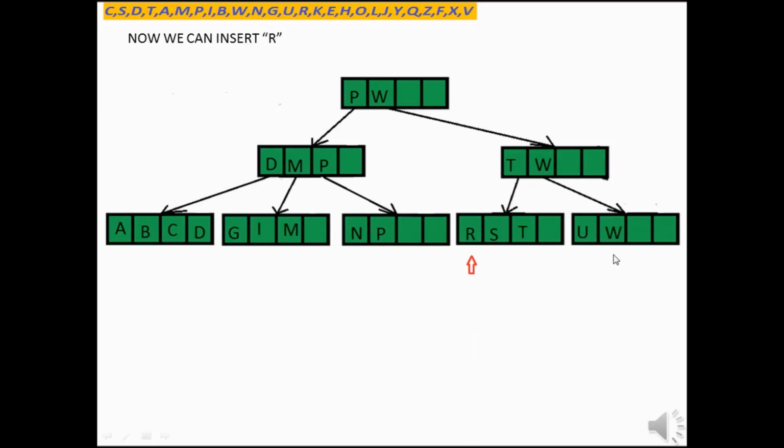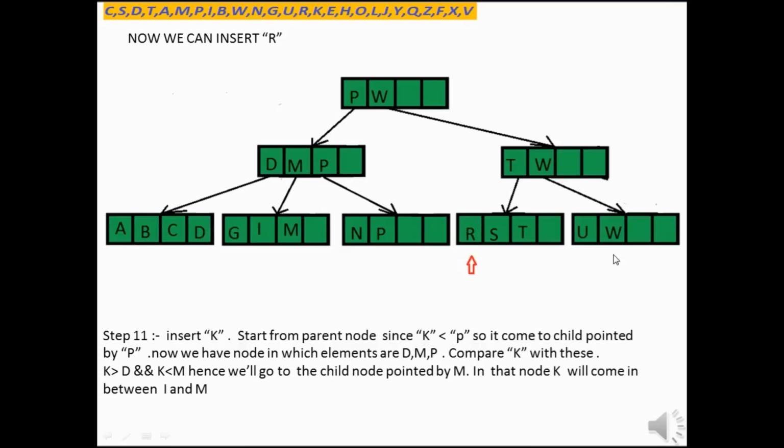Now come to step 11, insertion of K. The same algorithm will follow. Go to the parent node and start comparing. There K is less than P, so it will go to the child pointed by P. Now in level 1 we have a node in which the elements are D, M and P. Compare K with these also. K is greater than D and less than M. Hence we will go to the child node pointed by M. In this node, K will come in between I and M, because it is greater than I and less than M. So you see the slide.